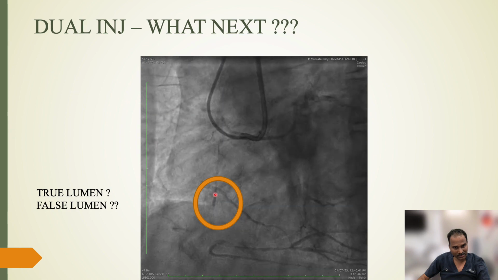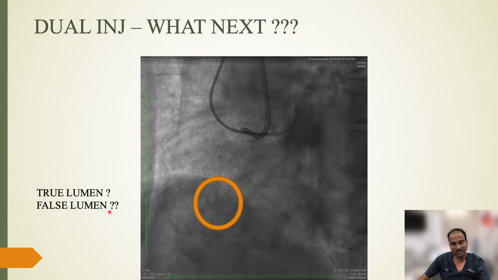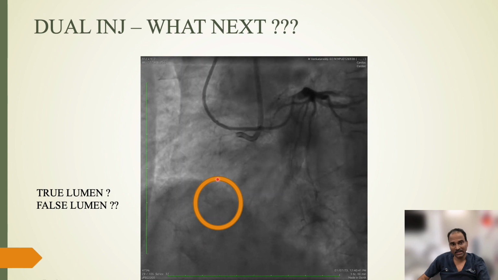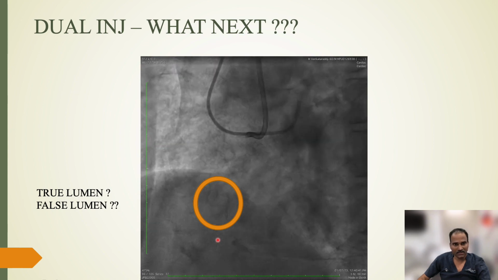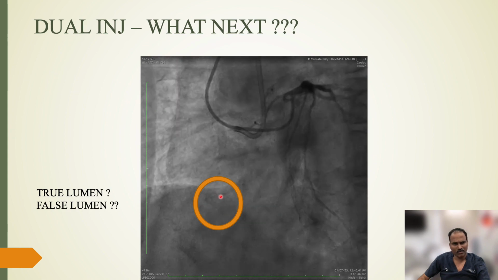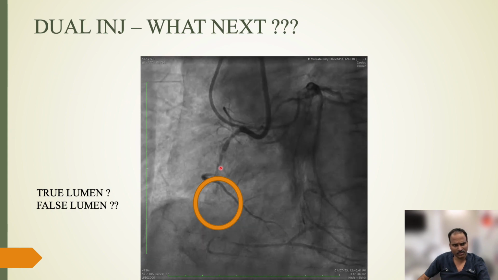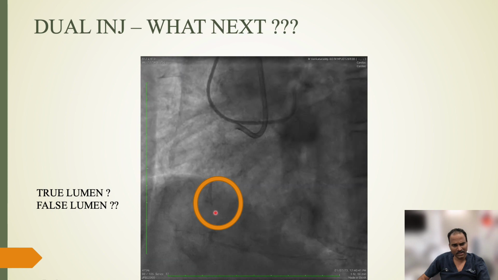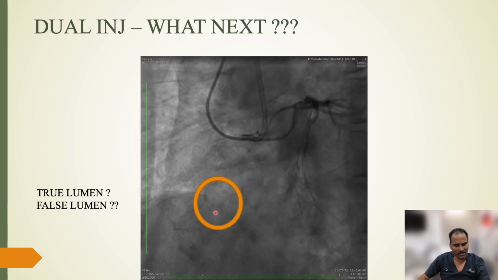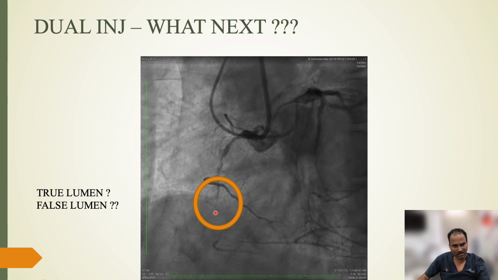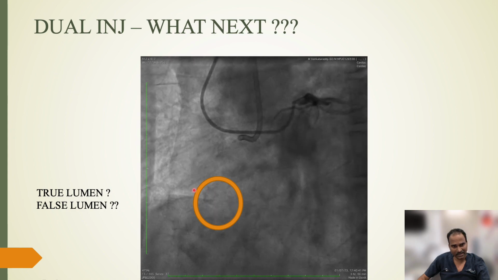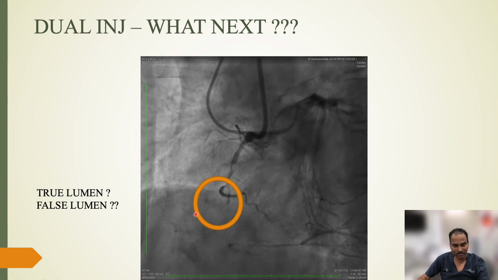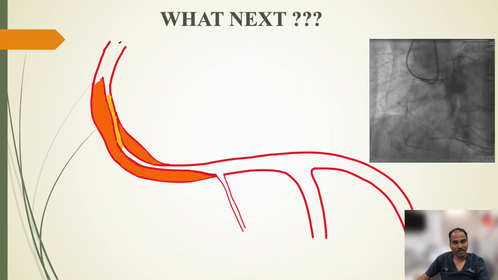So now the question is, is it a true lumen or false lumen? So it is most likely a false lumen created by the Fielder XTR wire. So from this point, your possibility of directed tracking with your Gaia wires becomes much more difficult, since we can't decipher what exactly it is, whether it is true lumen or false lumen. So at this stage, what are the options I have?